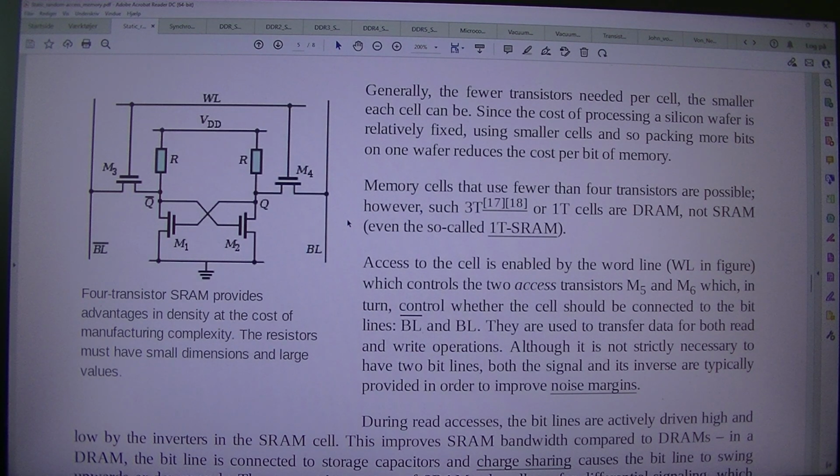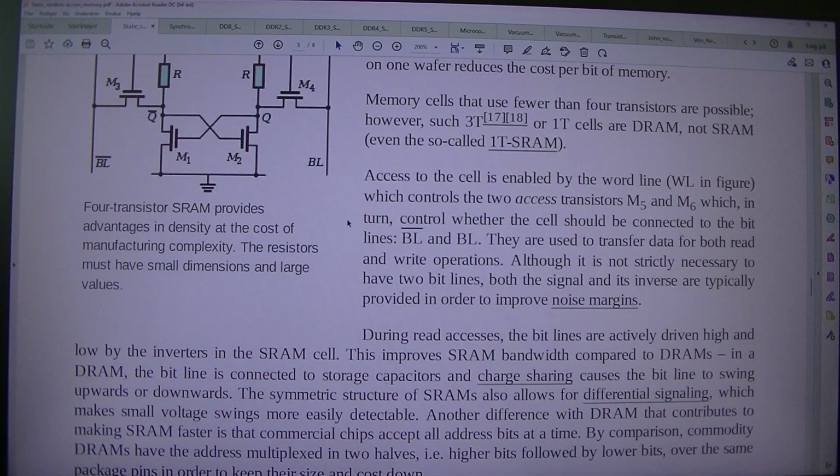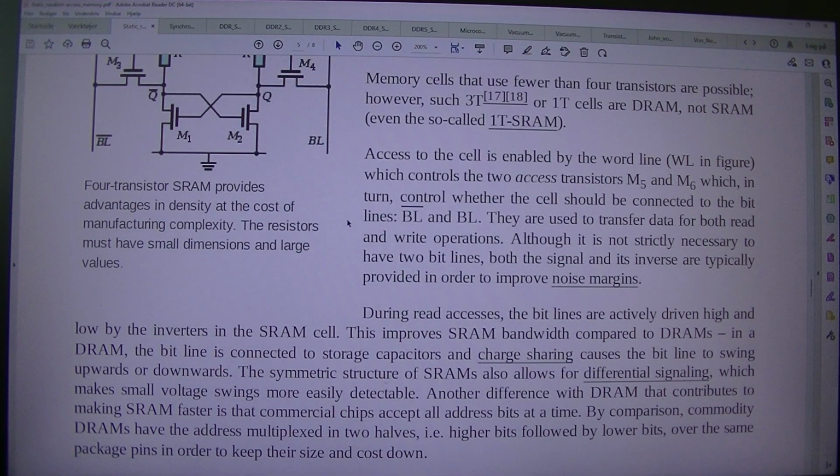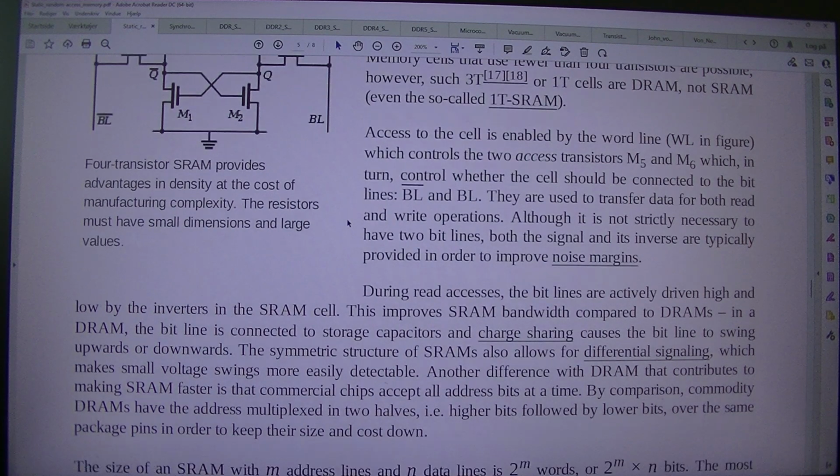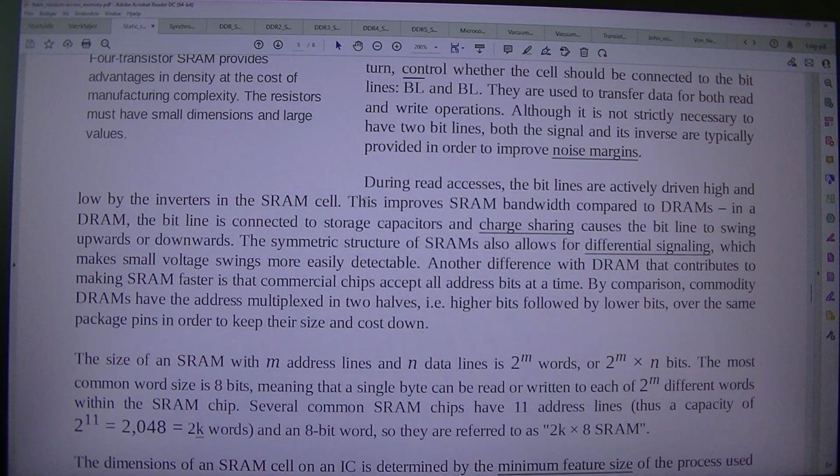Access to the cell is enabled by the word line, WL in the figure, which controls the two access transistors M5 and M6, which, in turn, control whether the cell should be connected to the bit lines, BL and BL-bar. They are used to transfer data for both read and write operations. Although it is not strictly necessary to have 2 bit lines, both the signal and its inverse are typically provided in order to improve noise margins.